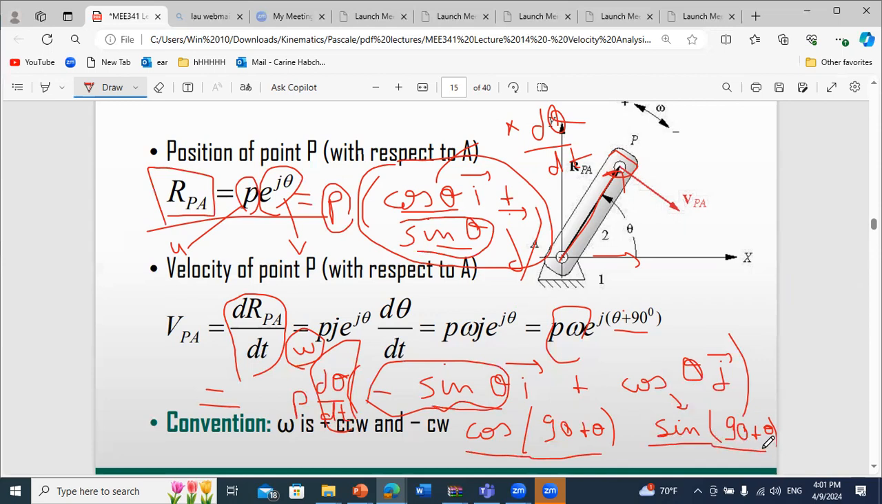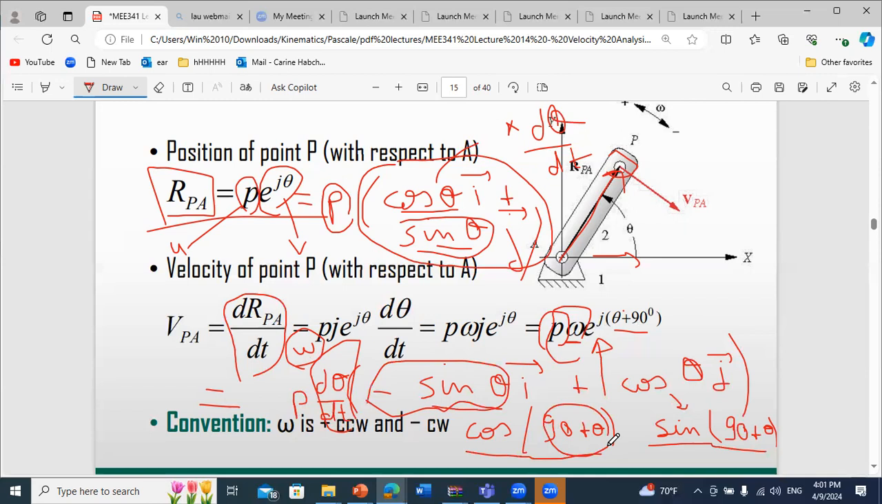So if you want, you can deduce that if I want to go back to the exponential form, the exponential form will be simply the magnitude P, multiplied by the angular velocity of the link, which is omega, times e^(j(theta plus 90)), because the angle here is theta plus 90.